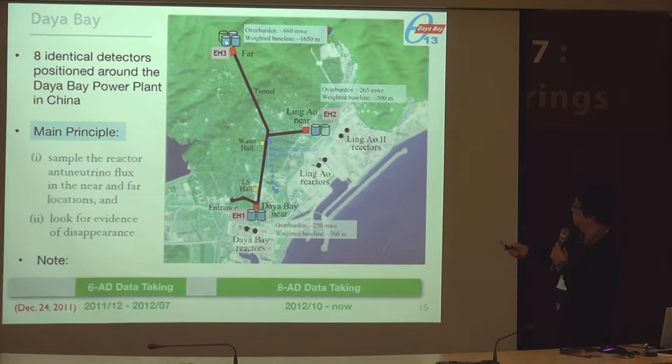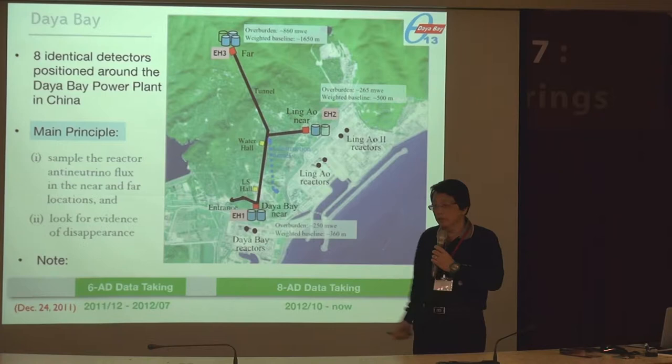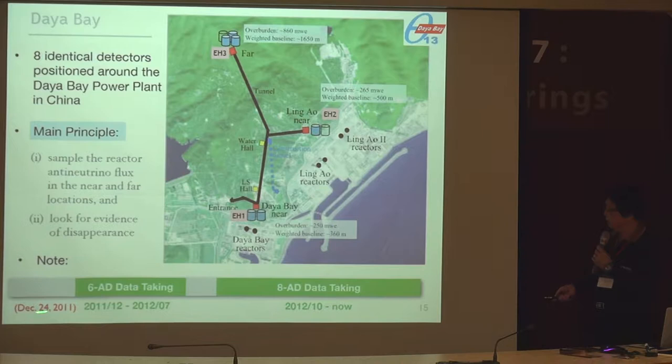And we decided to have at least a pair of identical detectors in each of the two near halls, and four in the far hall, just trying to get enough statistics. So basically there are eight identical detectors. And for the operation, we started from 2006, actually, until about 2011. In those years, we spent quite a bit of time constructing the site and also building the detectors.